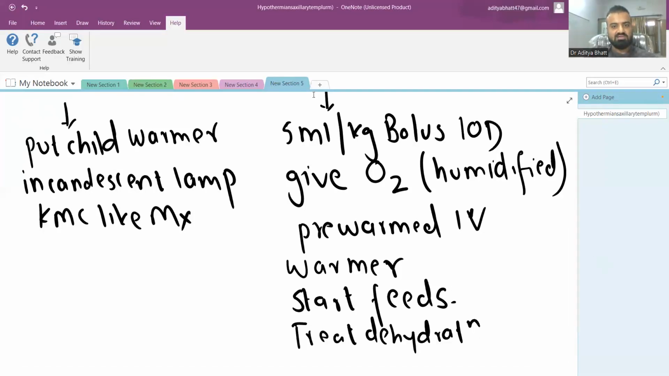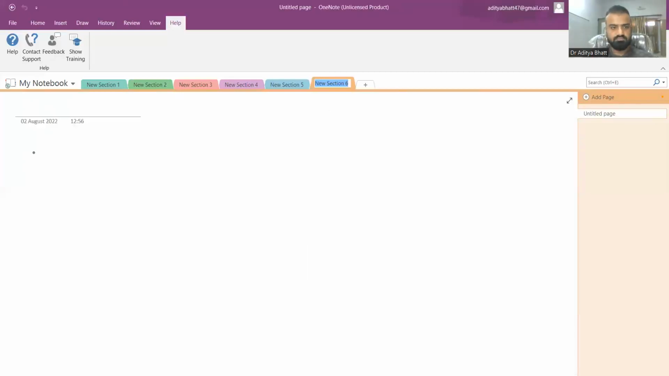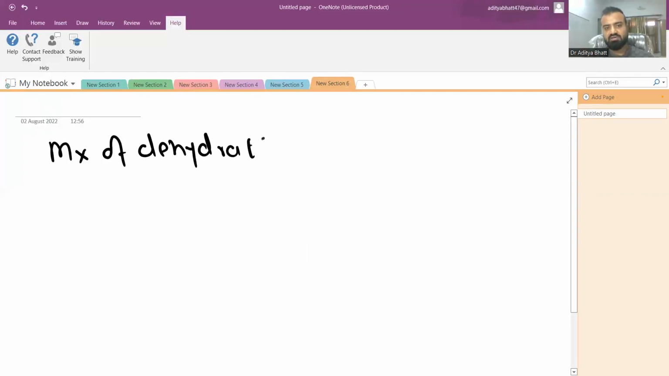Now next is management of dehydration. For a SAM child, the conventional signs of dehydration are not reliable. This is step 3. Conventional signs of dehydration, like skin pinch going back very slowly or dry mucous membranes, are already present in the SAM child. So these signs are not reliable. So how do you determine that the SAM child is dehydrated?